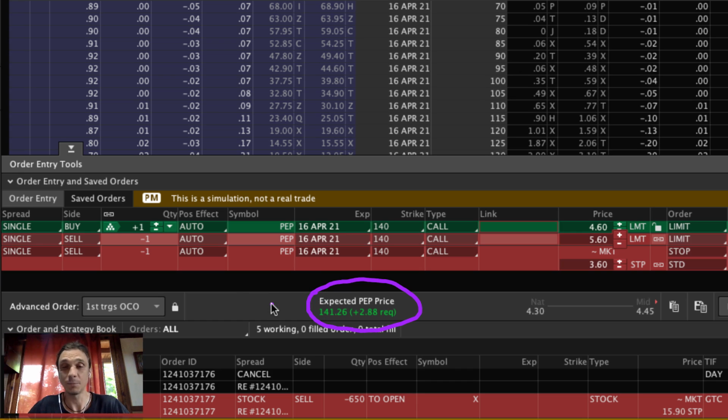So to estimate what the price would be in order to get the premium of 560 in the upcoming days, how big of a move does the Pepsi need to do to get that premium? I can see that the simulated expected price would be 141.26. So this premium is connected with a price movement of Pepsi to that level.